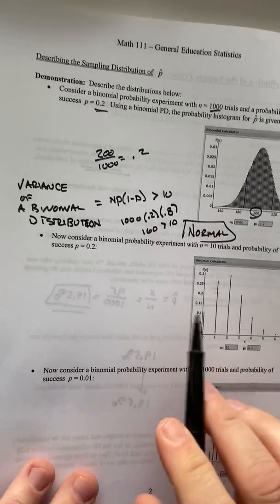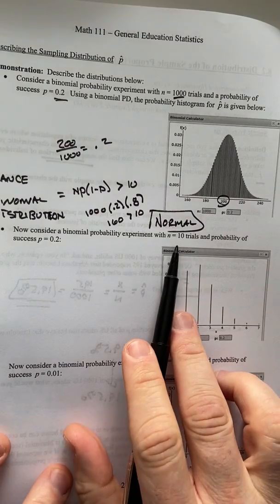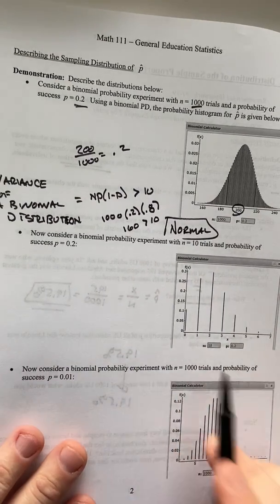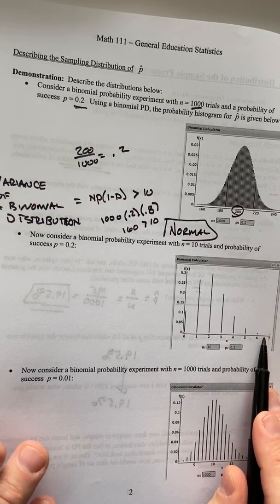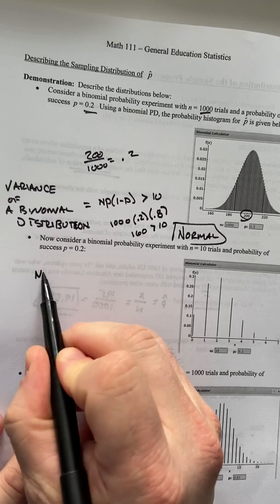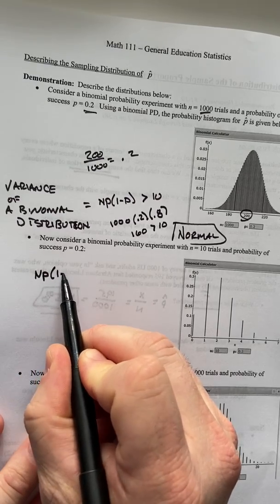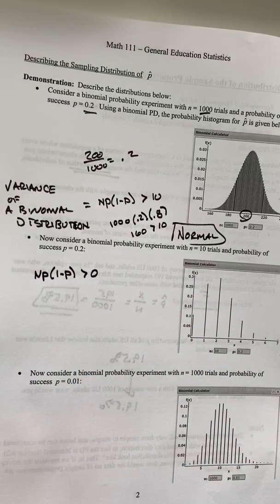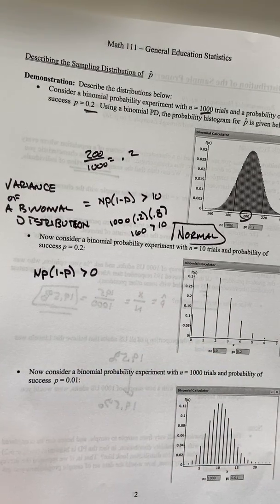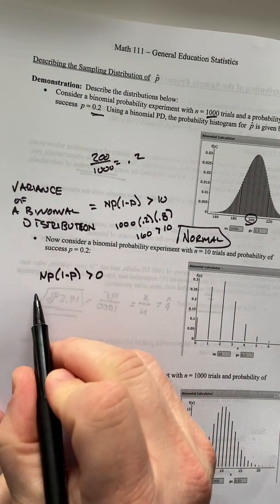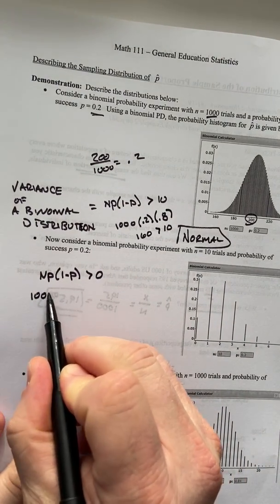Consider the binomial probability experiment with 10 trials here. When we only have 10 trials, it looks like this one's going to be skewed to the right. So again, find the variance of this binomial probability. That's the difference between this and section 8.1. These are the binomial probability distributions.